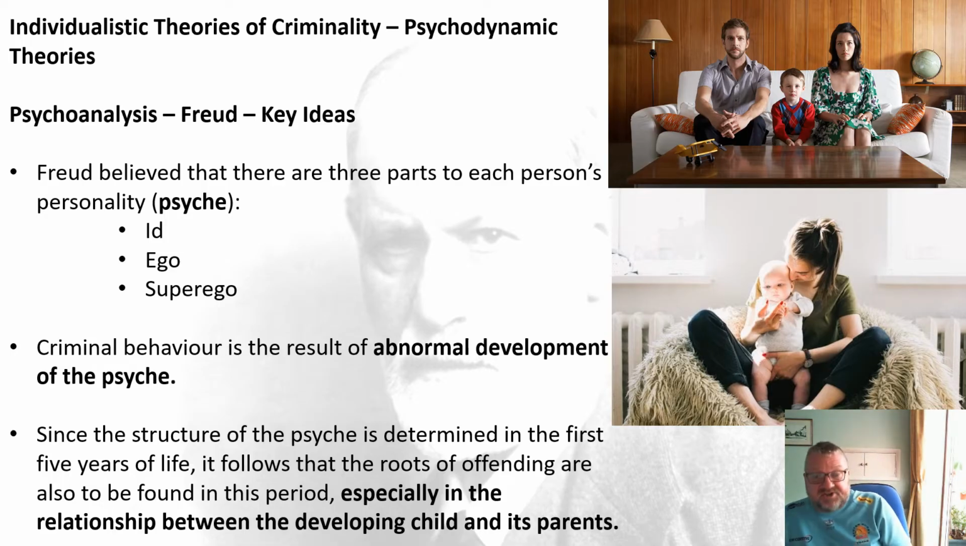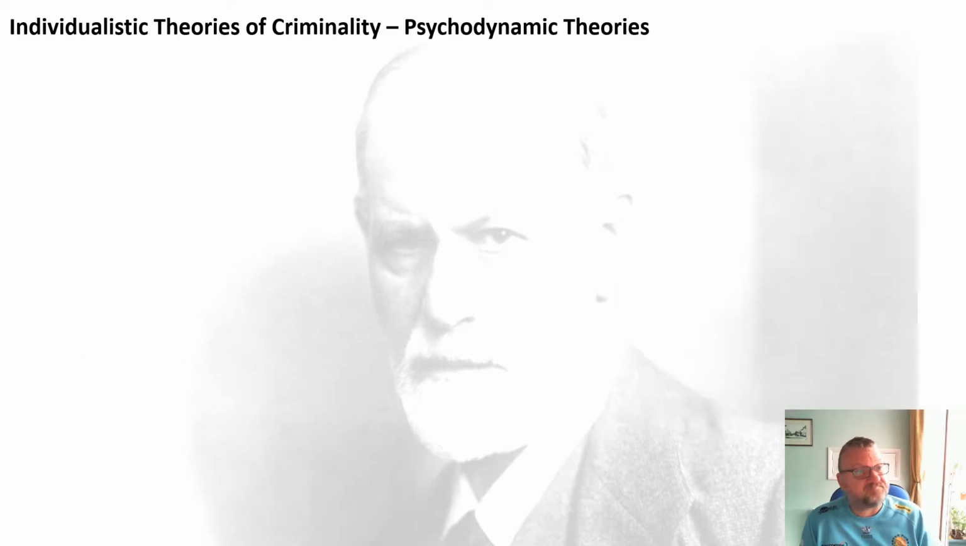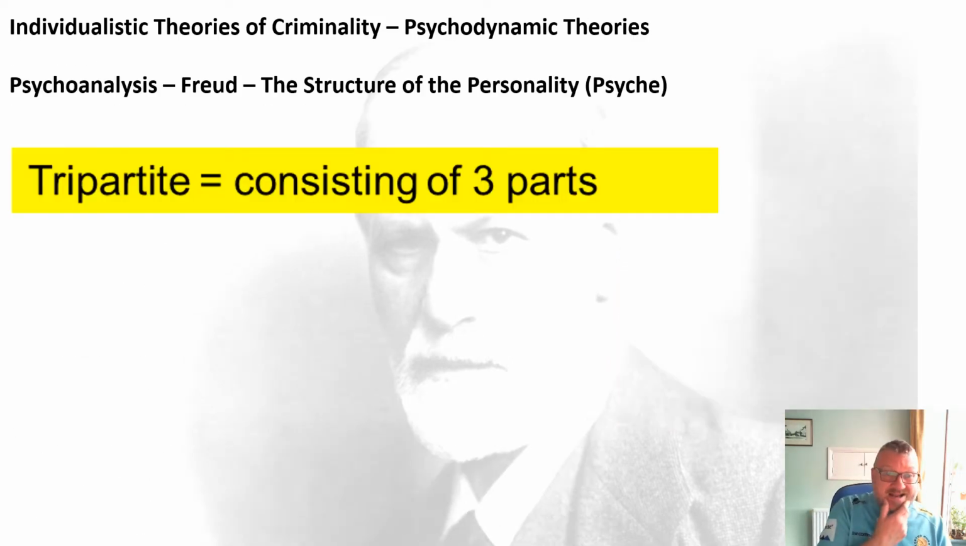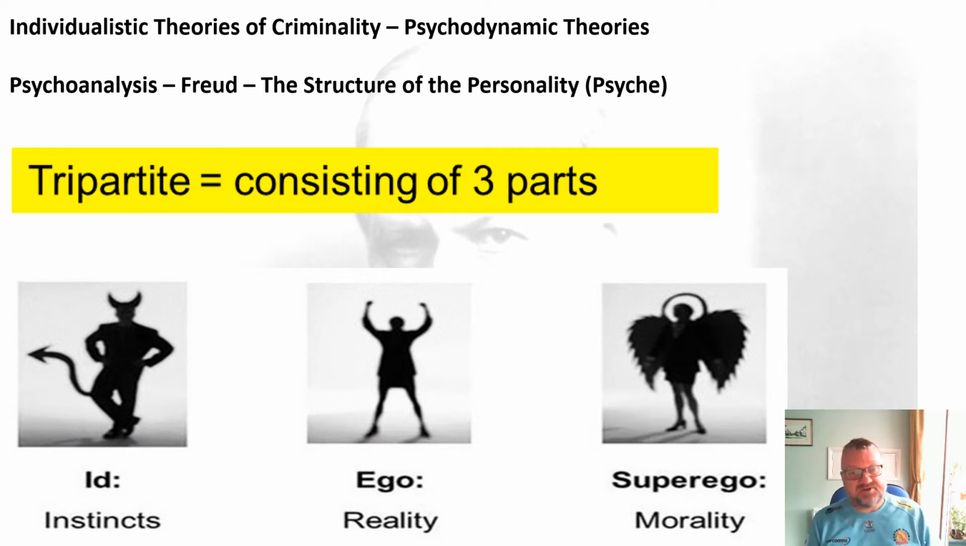So since the structure for Freud of the psyche is determined in the first 5 years of life, it therefore logically follows that the roots of offending are to be found in this period, especially the relationship between the developing child and its parents. So let's have a look at the psyche. So the psyche, as I said, is tripartite, consists of three parts: the id, which is to do with instincts, the ego, which is reality, and the superego, morality. So id, ego, superego.